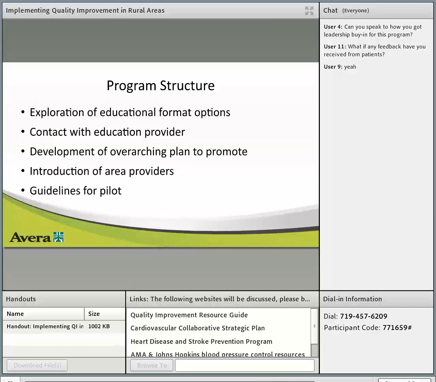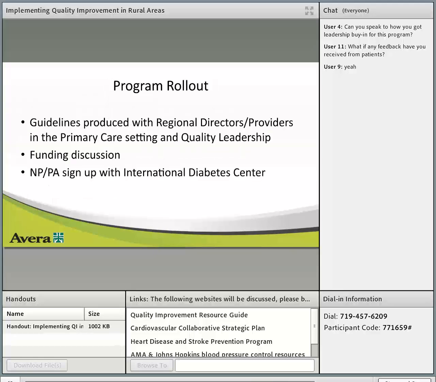We standardized materials. We asked them to only use the materials that we had rather than the materials that came from the various detail companies that came into their clinic settings. We actually went to each of the clinics that were going to be involved and produced these guidelines and had them accept them, as well as accepted through our regional directorship and the quality leadership.